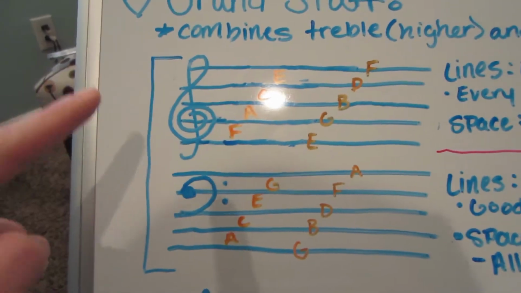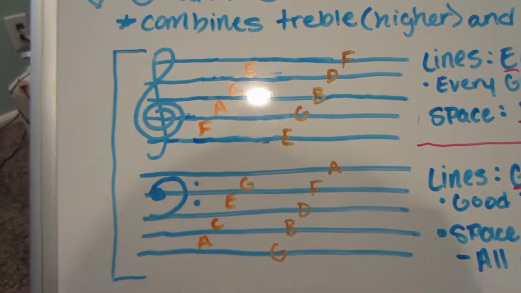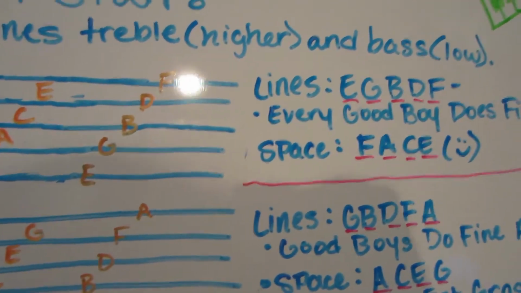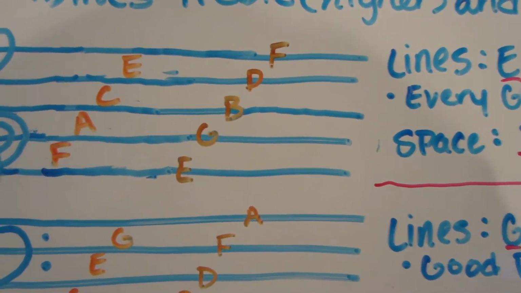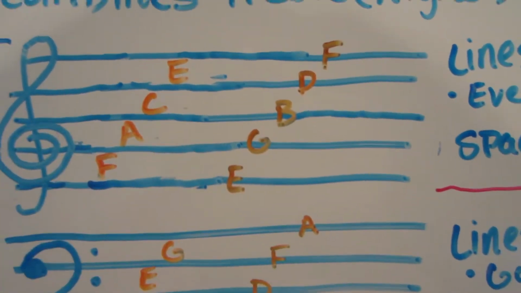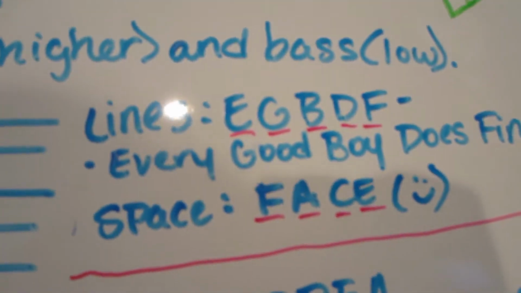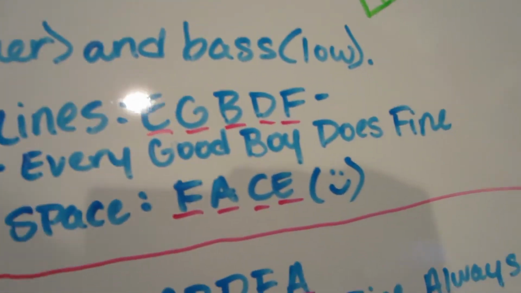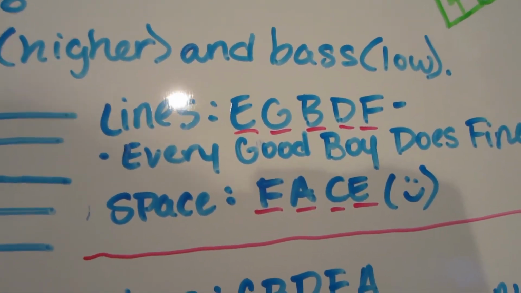Basically that means this is the high part. This is the low part. Anyways, the notes on the lines in the treble clef are E, G, B, D, F. And the spaces spell FACE, that's easy to remember. Face is in the space. The lines are E, G, B, D, F: every good boy does fine, or I've heard every good boy deserves fudge. You can make your own if you want. That's just the classic one that everybody goes to.